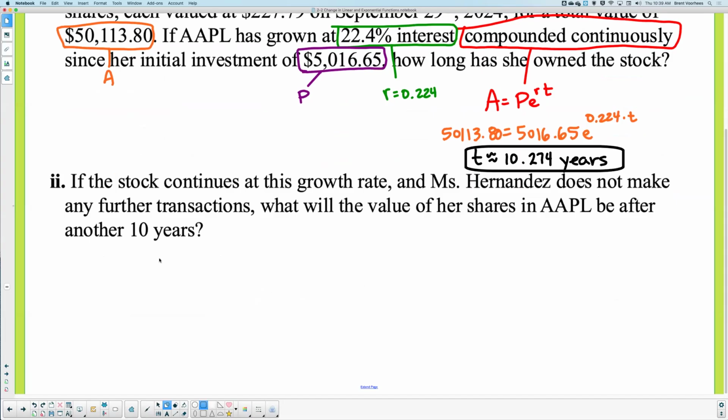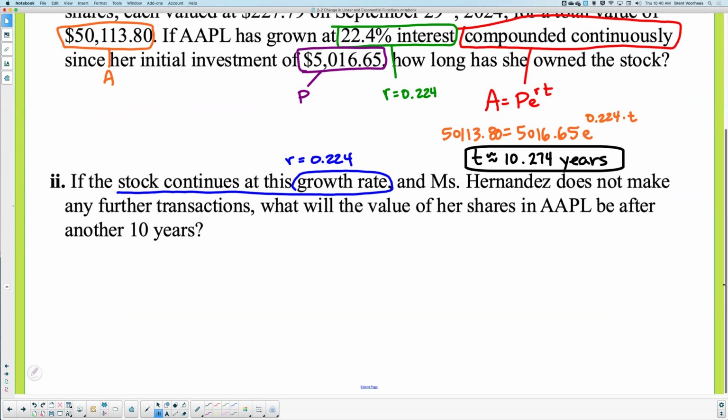All right, part 2. If the stock continues at this growth rate, what does it mean if it says continues at this growth rate? What is that telling me? That the rate is still the same. The rate is still 0.224. And Ms. Hernandez does not make any further transactions. What will be the value of her shares in Apple be after another 10 years?